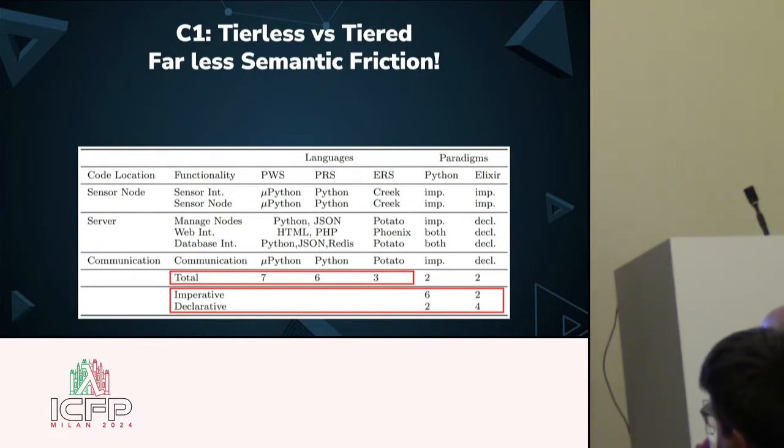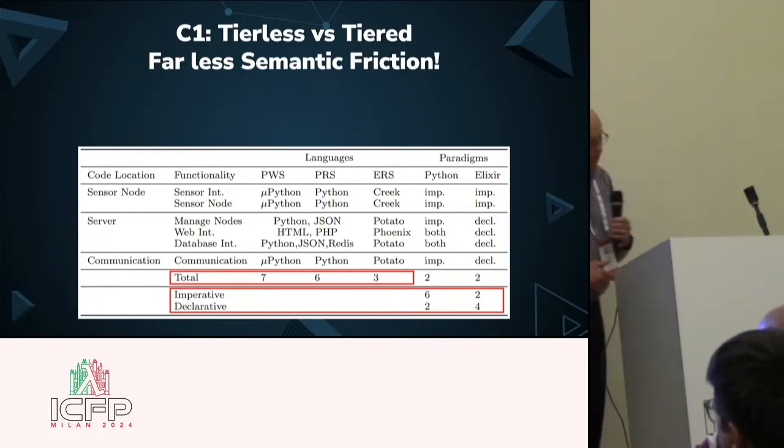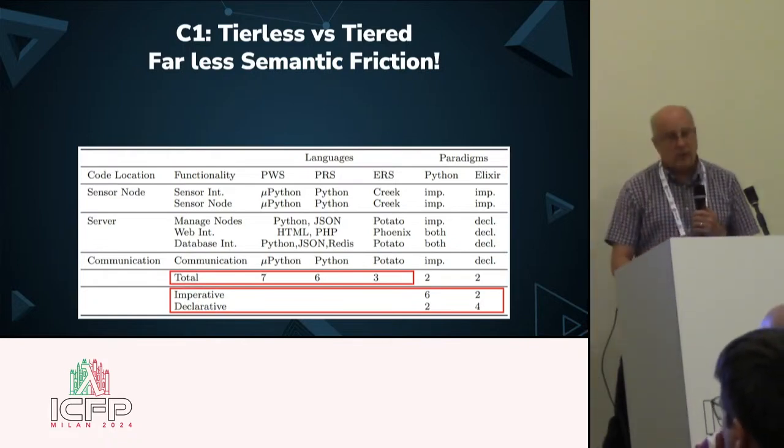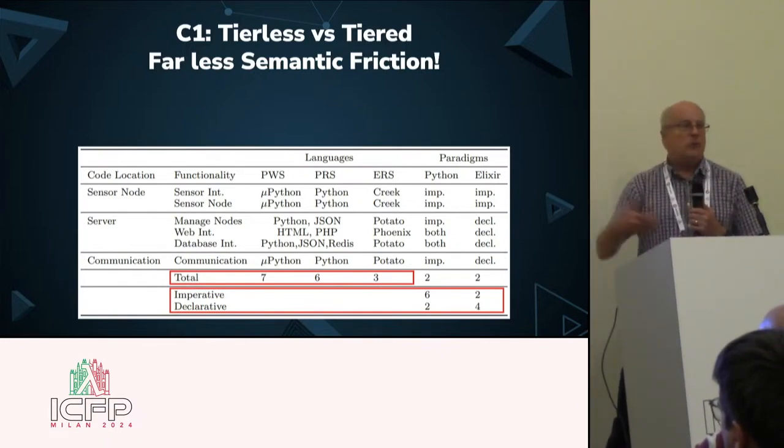What's more, the Elixir stuff is more declarative. So the Python, you're in effect using 6 imperative notations and 2 declarative. There's a bit of both, and here it's 2 and 4. And being more declarative is probably one of the reasons the code's shorter. You've got less sequencing and other nonsense.